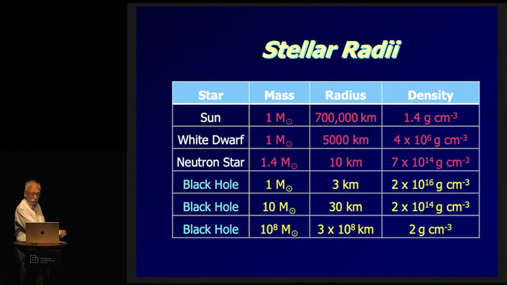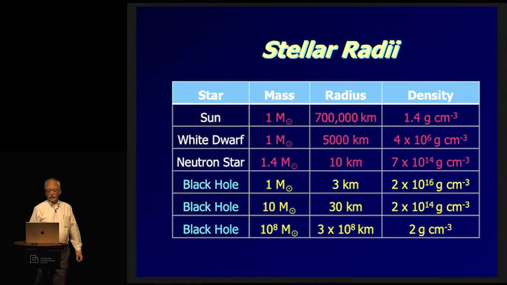Now, we do have black holes of different masses in the universe. So I've given a couple more examples. 10 times the mass of the sun, a very common, typical black hole. This kind of black hole will have a radius of 30 kilometers. Another common type, of the order of 10 to the 8 solar masses, 3 times 10 to the 8 kilometers, just to give you an idea of the kind of objects we're talking about.